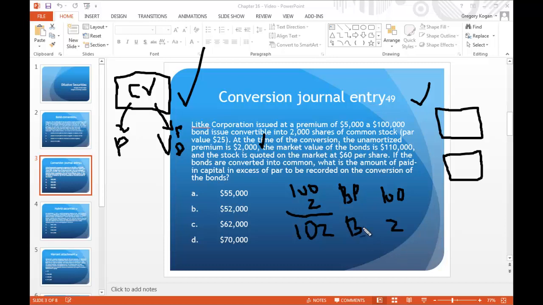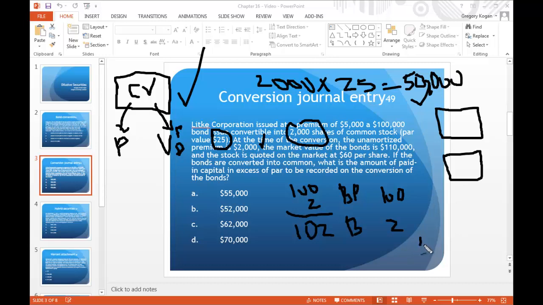So how much goes into par? Let's see here. They're saying it's going to convert into 2,000 shares, par value of 25. So I have 2,000 times 25, and this equals 50,000. So it looks like this conversion will result in 50,000 of par value. So now the equity is being issued, and I have par, which is equity in the amount of 50,000.